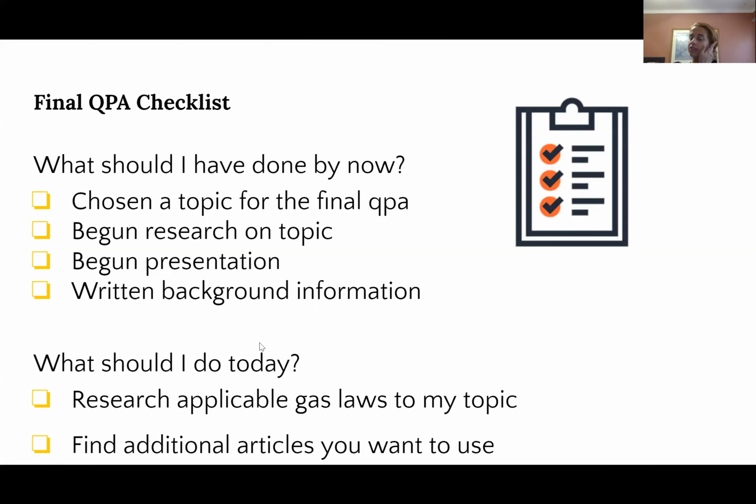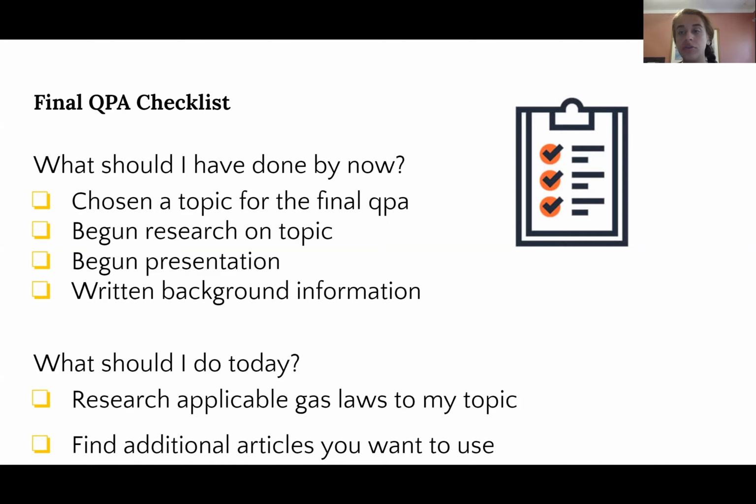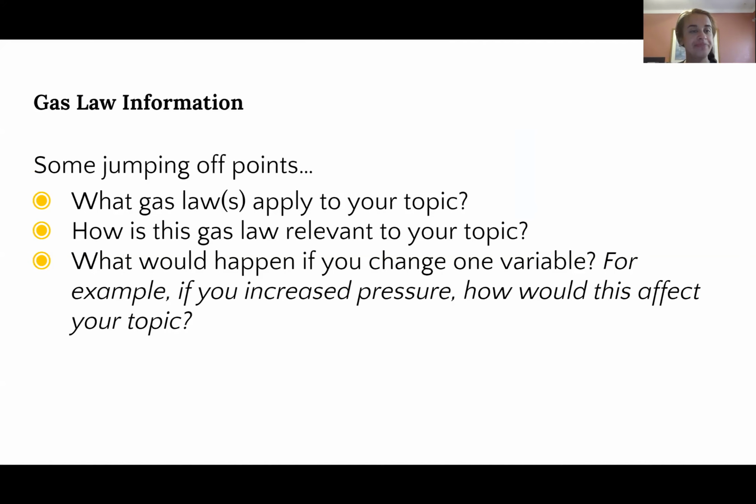So here's just a little checklist for you today. By now we should have chosen a topic for our final QPA, a topic to talk about the gas laws with, begun research on the topic, begun our presentation, and then written the background information. On Monday, we went over what background information should look like. What we're doing today is researching applicable gas laws to my topic, and then finding additional articles you want to use, based on the gas laws, or if you have any more articles that you really think should be added into your project.